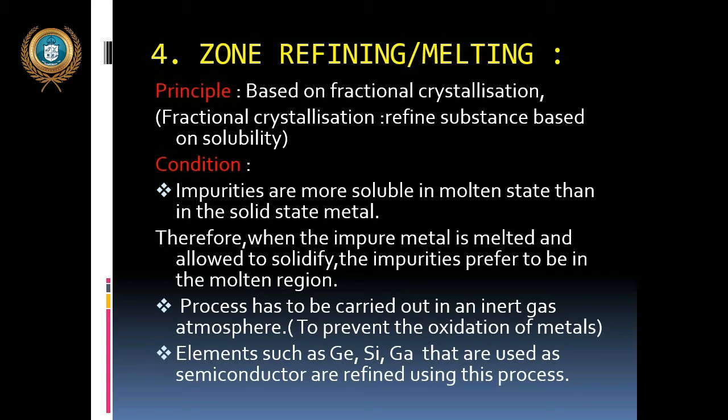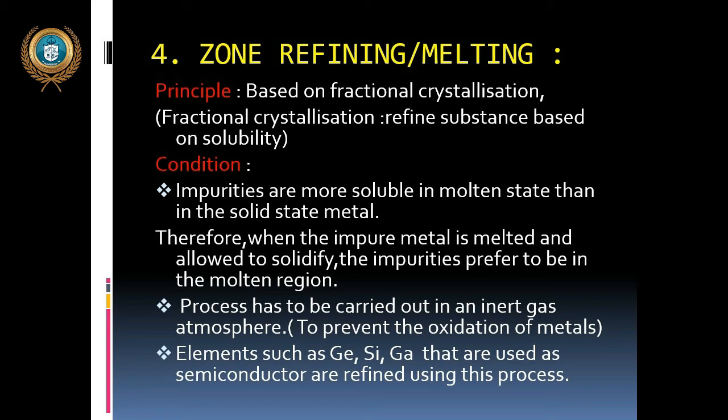Therefore, when the impure metal is melted and allowed to solidify, the impurities prefer to be in the molten region. And this process has to be carried out in an inert gas atmosphere in order to prevent the oxidation of metals. So elements such as germanium, silicon, gallium that are used as a semiconductor are refined using this process.